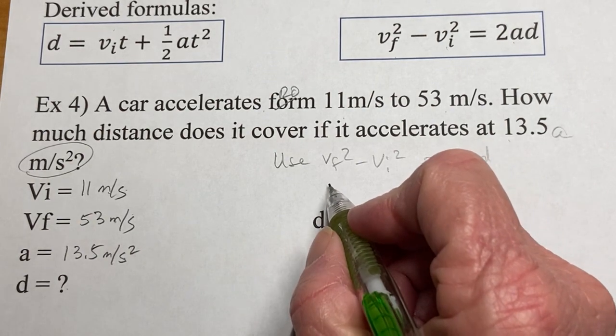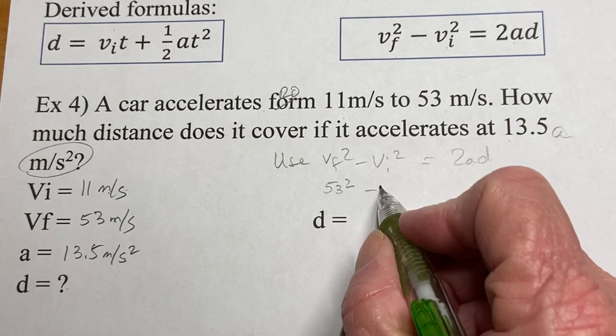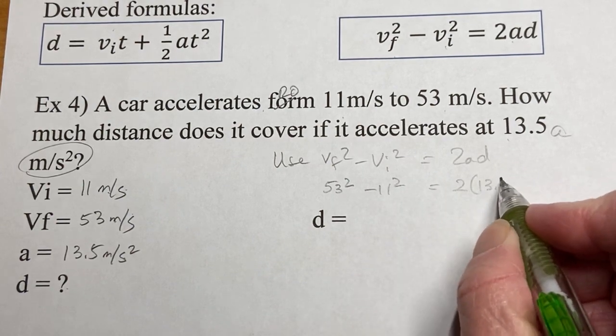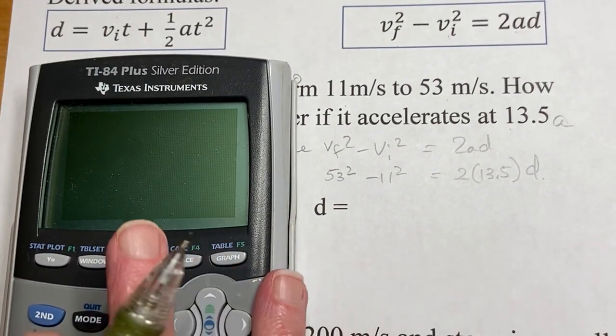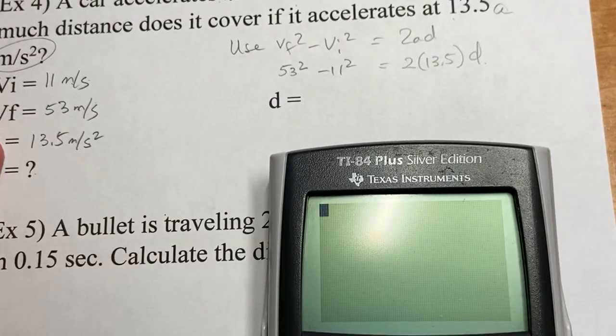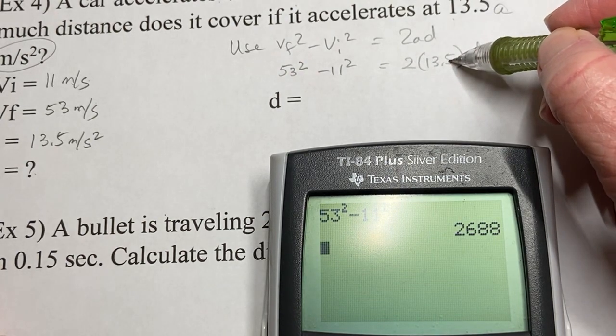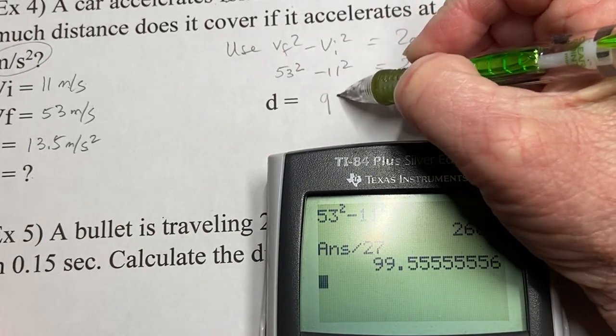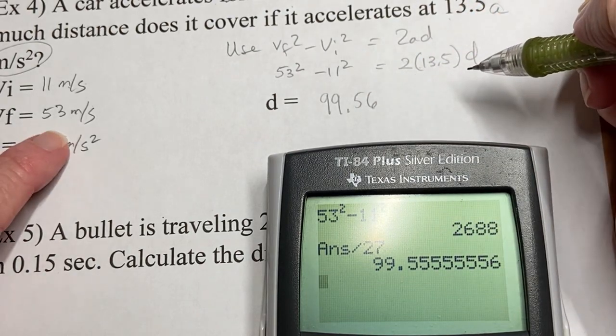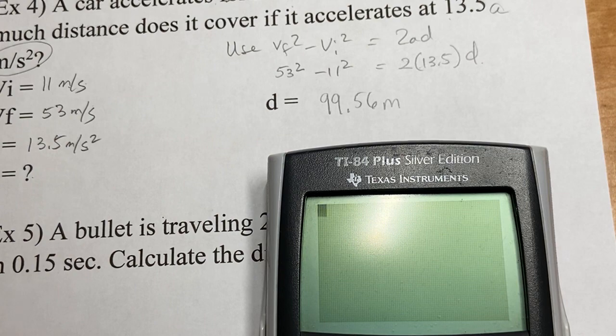All right, so let's do this. So I have 53 squared minus 11 squared equals 2 times 13.5 times D. Let's work it out. 53 squared minus 11 squared equals, and then I'm going to divide by 2 times this, so 13.5 times 2 is 27, so divided by 27, and I get 99, and I'll go 2 decimals, 99.56, and I go back to here to figure out the unit. This would be meters, so not quite 100.